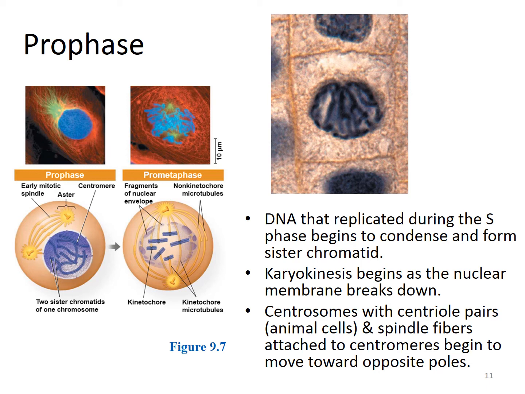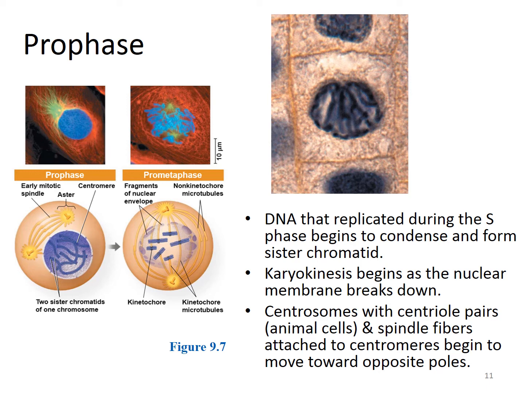During prophase, this is the beginning of that first major process of cell division called karyokinesis. And so the nuclear membrane will start to break down. And that signals the beginning of karyokinesis. Karyokinesis is going to begin in prophase.